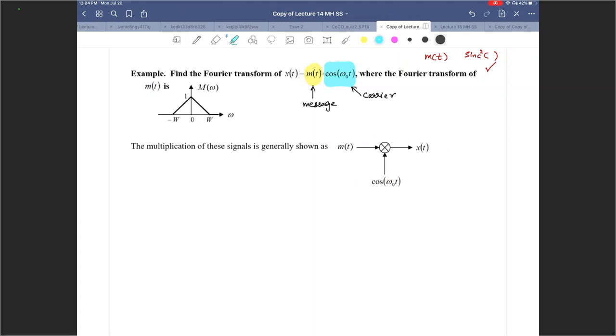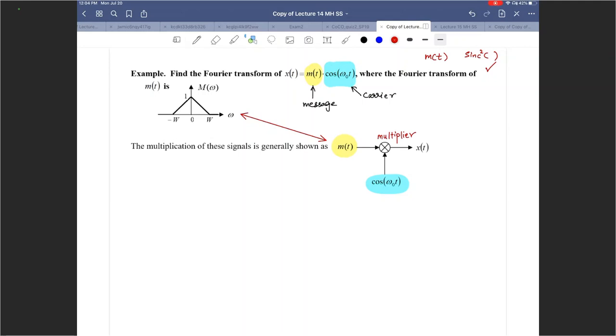There are two signals being multiplied. One is the cosine signal, and I'm calling that the carrier signal. And then the other signal is being multiplied in this mixer, or multiplier. This is my multiplier here. This is m of t. I've called m of t my message signal, for which I know the Fourier transform. I know that the Fourier transform of this is M of omega.